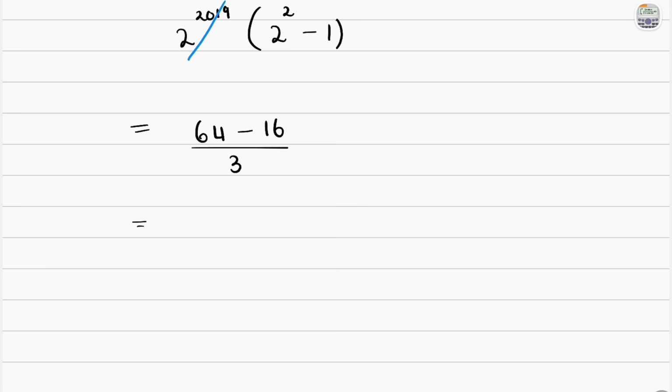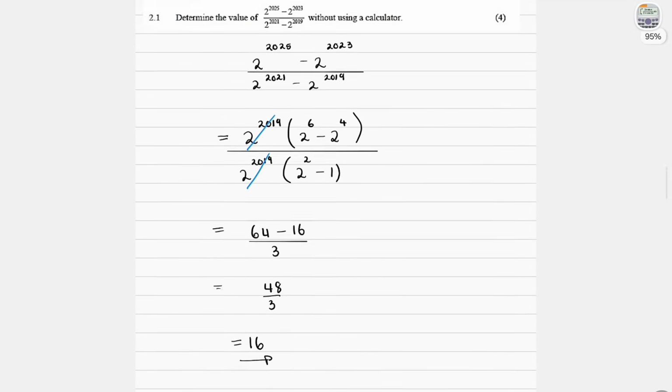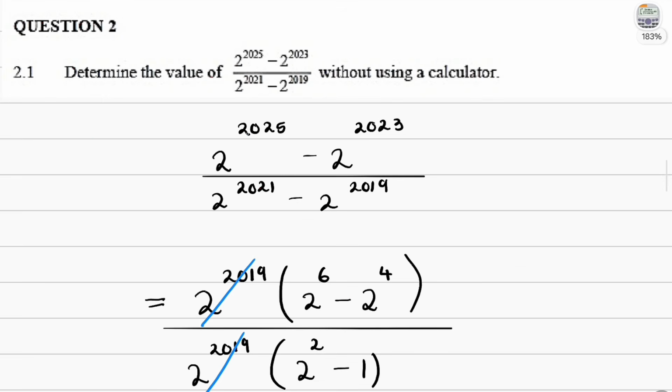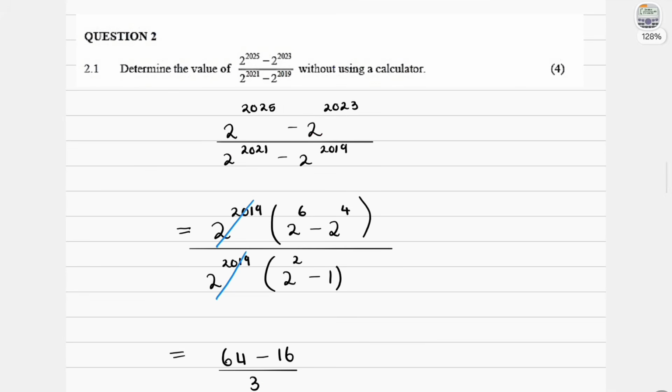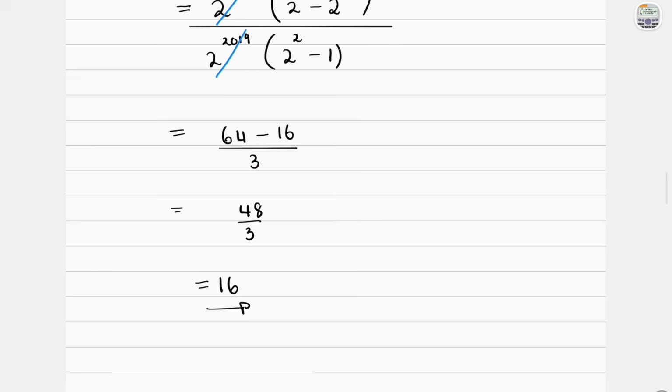If we say 64 minus 16, we get 48. And 48 divided by 3 is 16. And that is our answer. All of that is equal to 16. So you see the trick with these ones. These numbers are really big. Just take out the highest common factor. That will be the lowest exponent between all of these. And that is our answer.